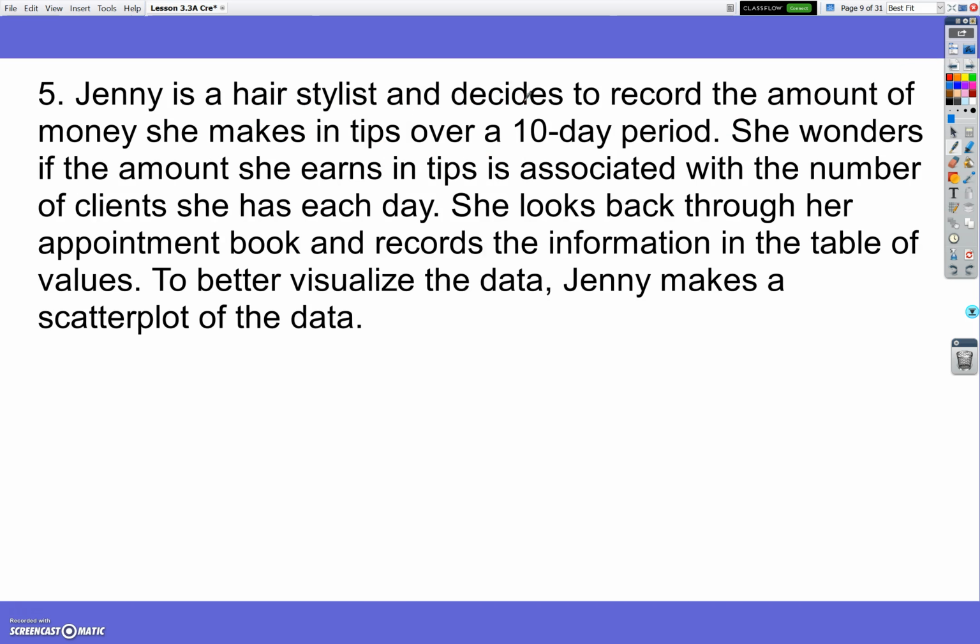Jenny is a hairstylist and decides to record the amount of money she makes in tips over a 10-day period. She wonders if the amount she earns in tips is associated with the number of clients she has each day. So remember, a tip is if you go to a hairdresser, they cut your hair, you have to pay for your haircut, but in order to say thank you to the person, you give them a little extra money. That's what a tip is.